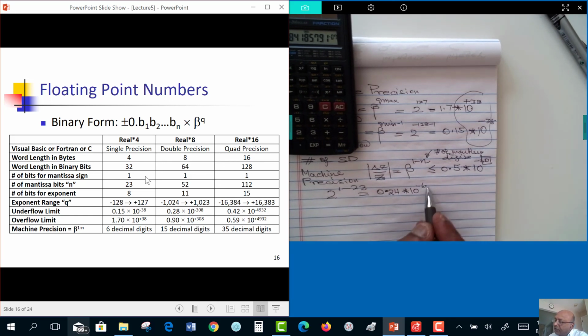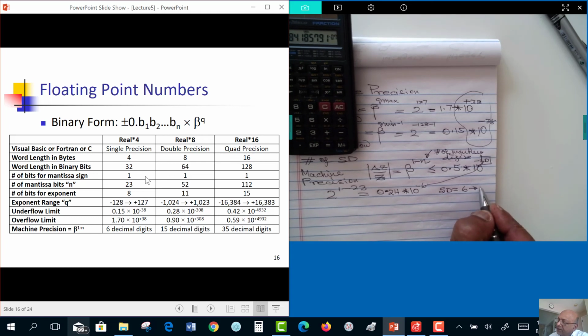So notice, therefore, we have at least 6 significant digits in decimal base, but could have maybe 7. So we have 6 to 7 decimal digits. But remember, this one we are calling correct decimal. Decimal means base 10. So we are talking 6 base 10 significant digits, 15 base 10 significant digits.